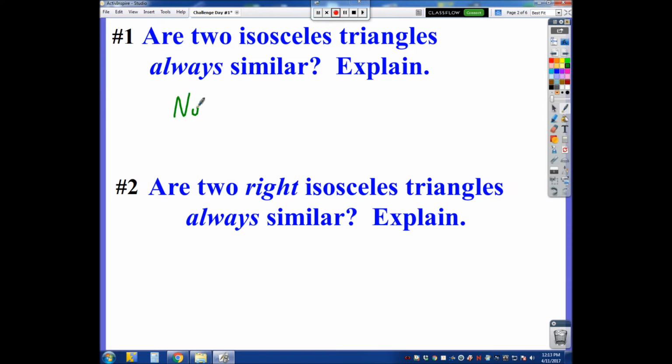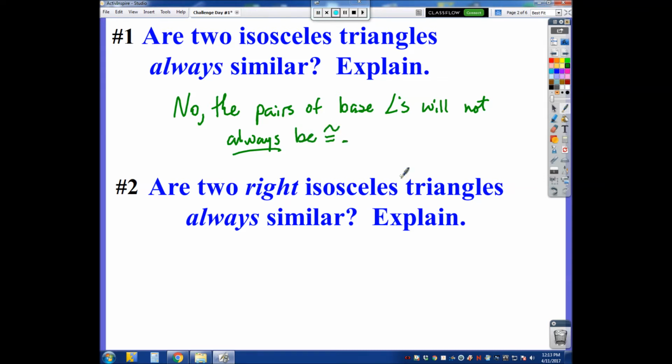So will they always be similar? No. The pairs of base angles will not always, keyword there, always, be congruent. So now let's look at number 2.